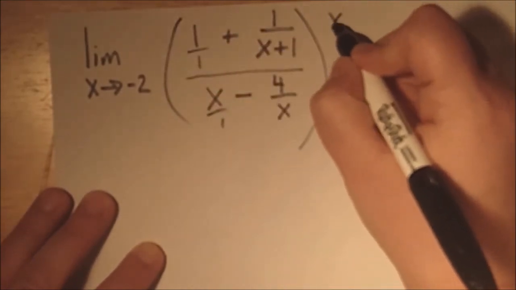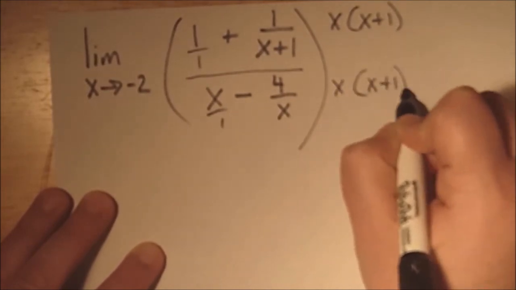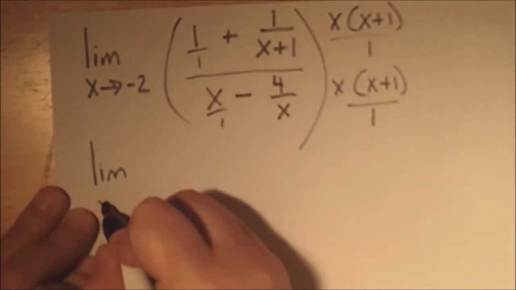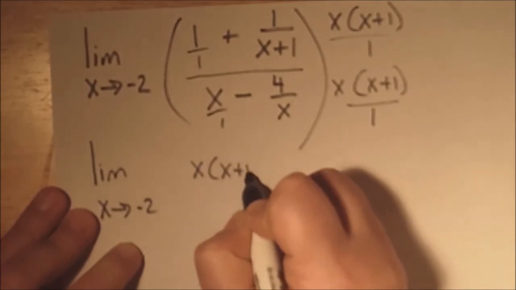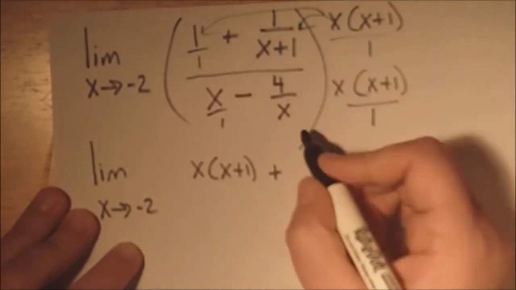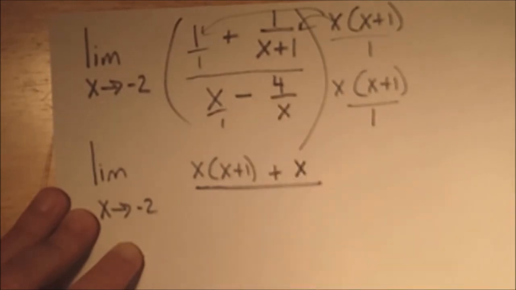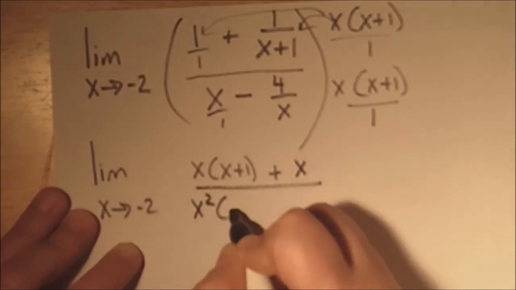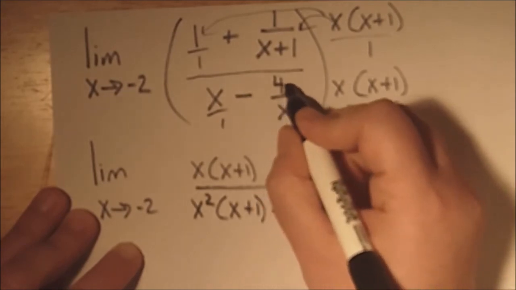And coming back, you should have distributed this through. Things will cancel out beautifully. So this will become x times x plus 1 plus, as I distribute this to each part and cancel, that would be plus x over, let's see, this part would be x squared times x plus 1 minus 4 times x plus 1.